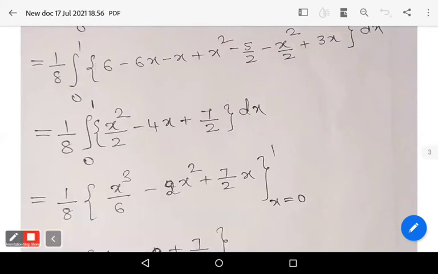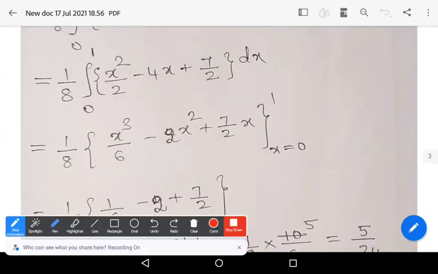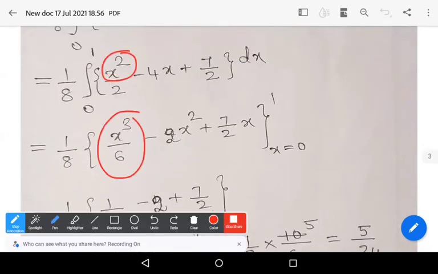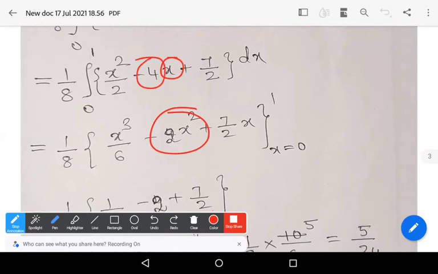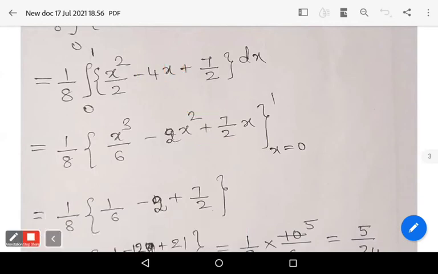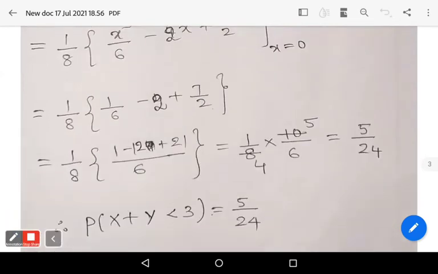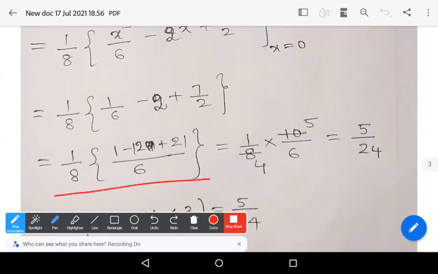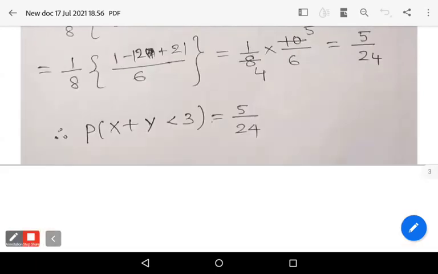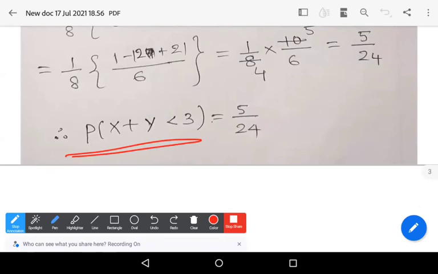Now integrate along x. Integral x square, x cube by 3. So you get, already we have 2, x cube by 6. Integral x square by 2, you get 2x square because 4 is there. Integral dx, x. Substitute the lower and upper limits. The lower limit is 0 and upper limit is 1. After substituting and simplifying, we get this value 1 by 8 into 1 minus 12 plus 21 by 6. By completely simplifying, we get 5 by 24. So therefore, P of x plus y less than 3 is equal to 5 by 24.